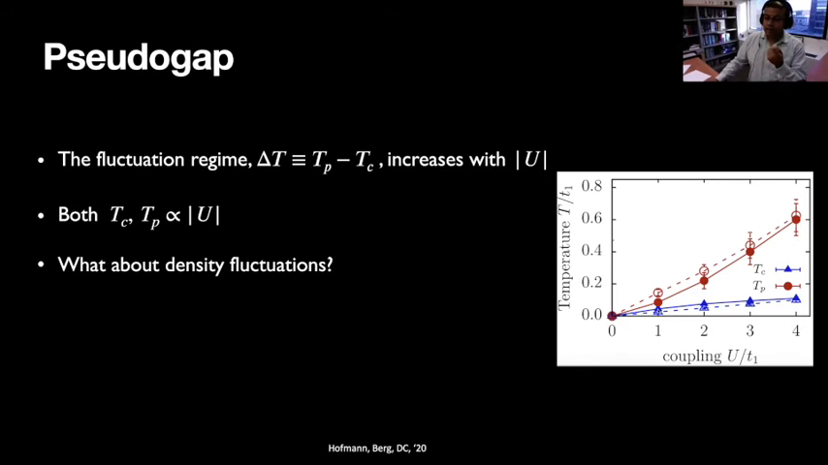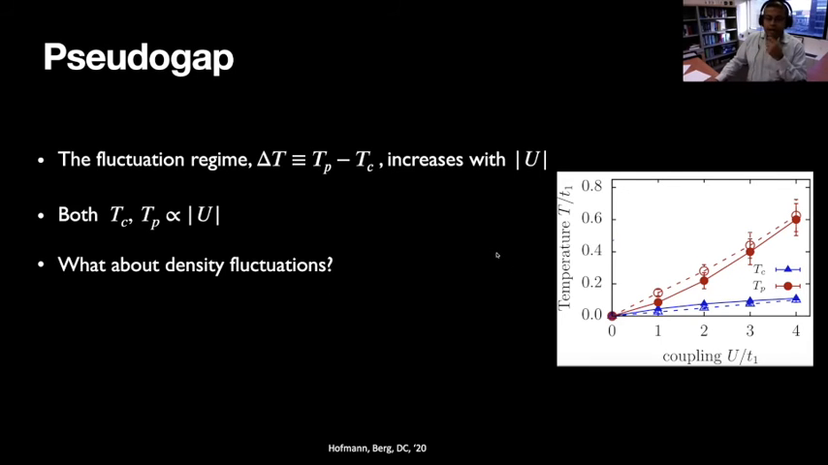Here we find that these are both scaling as U, but there's this wide intermediate regime, which is metallic, but kind of bizarre. Okay, and to really understand this phase better, we can ask about the density fluctuations. We can now ask how strongly the local electronic density is fluctuating in this metallic state.